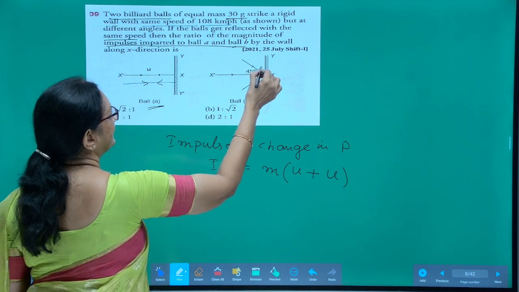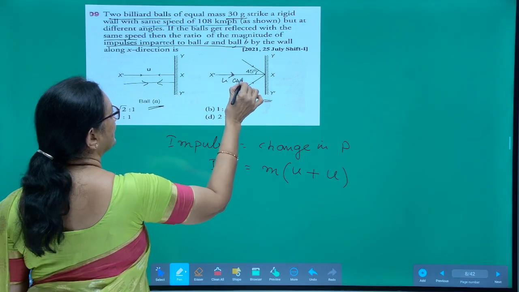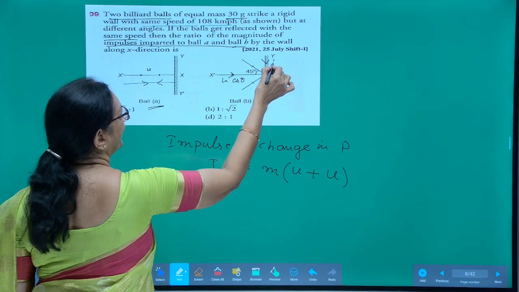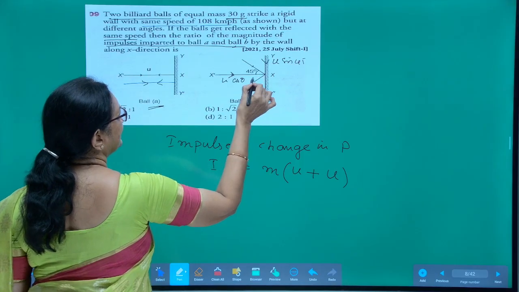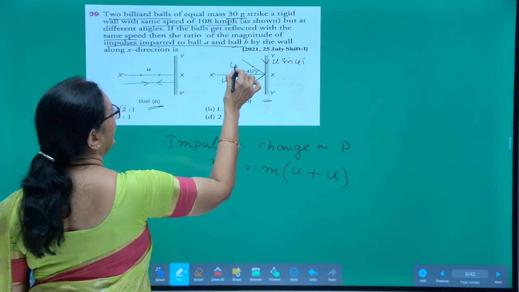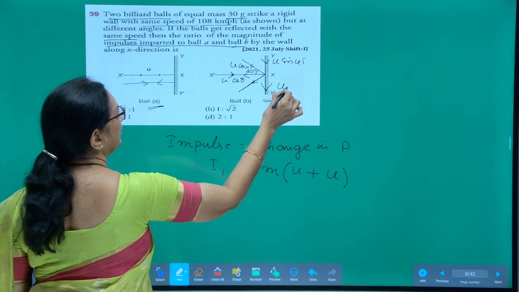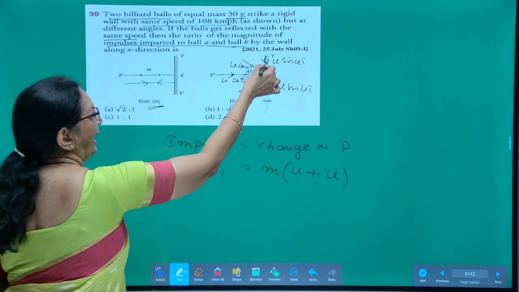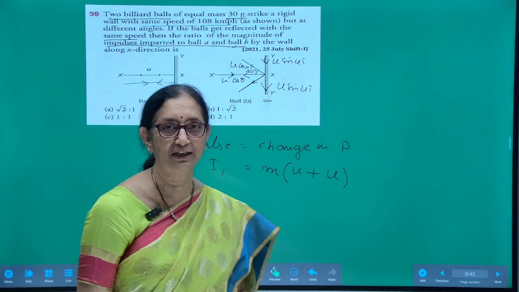Similarly, in this case, in this direction it is u cos 45, and this component is u sin 45. For this, the component is u cos 45 and this component is u sin 45. So, there is no change along the wall, there is a change in velocity normal to the wall.